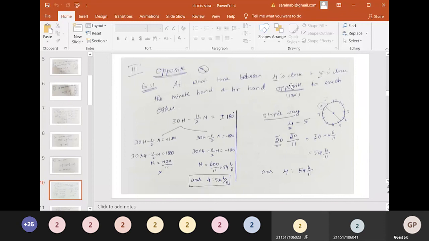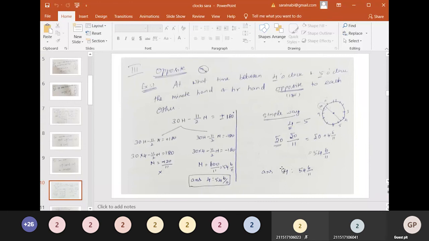4 hours 54 and 6 by 11 minutes is the time at which your hour hand and minute hand will be in opposite direction. So I think you would have understood. For coincide angle, you just consider the lowest time given in the question and proceed. But when they ask when the hour hand and minute hand are in opposite direction, there you have to consider the lowest time of the opposite.